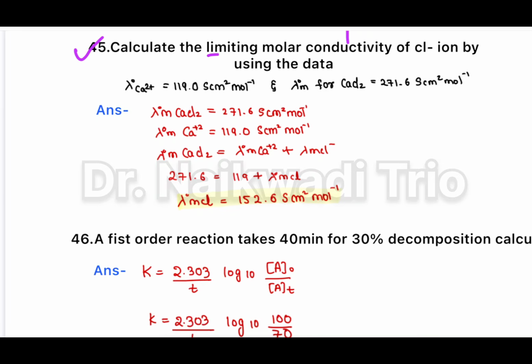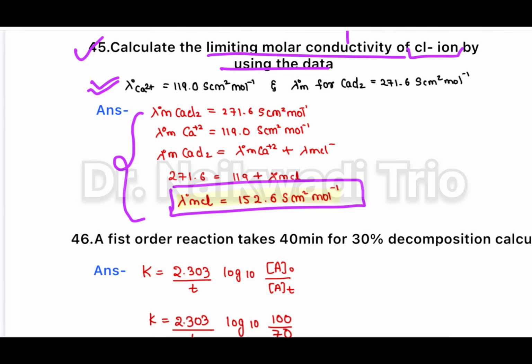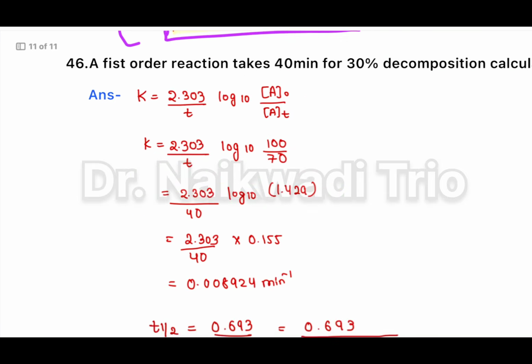Now 45 is: calculate the limiting molar conductivity of Cl ions by using the given data. Carefully read the given data and finally you will get the answer, that is lambda naught of Cl is equal to 152.6 Siemens centimeter square per mole.